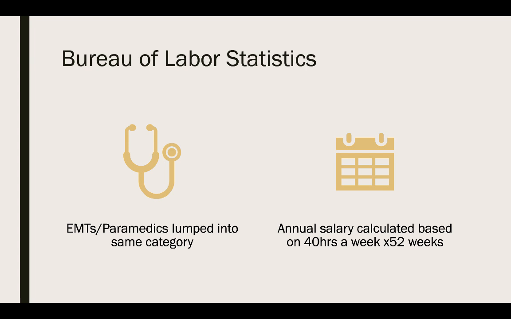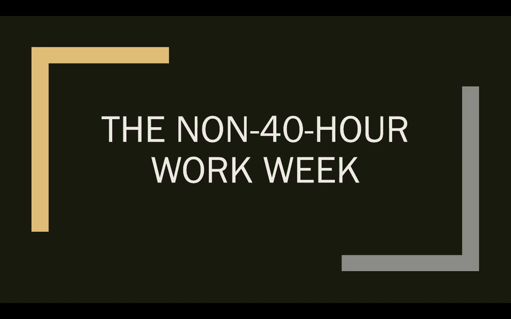So the Bureau of Labor Statistics numbers for EMTs and paramedics are a little bit skewed. It's not really the full picture because of the hours we work and the types of shifts that we work. But also because the BLS lumps together EMTs and paramedics. So if you're looking at an average hourly wage in North Carolina, it's going to pull that for EMTs and paramedics in the same pool and isn't going to break us apart. So contrary to the Bureau of Labor Statistics, we do not work a 40-hour work week.